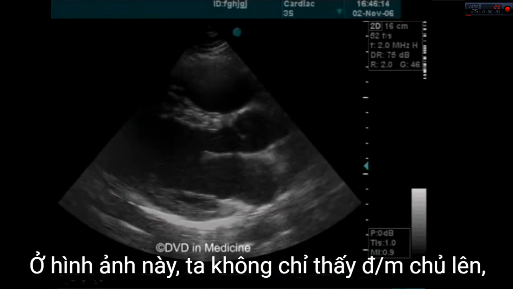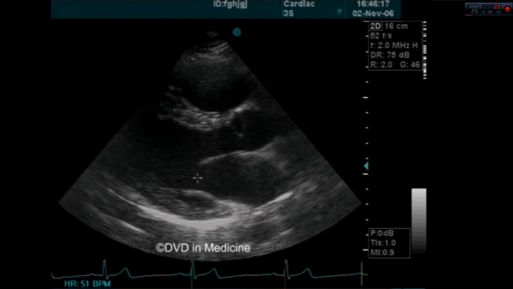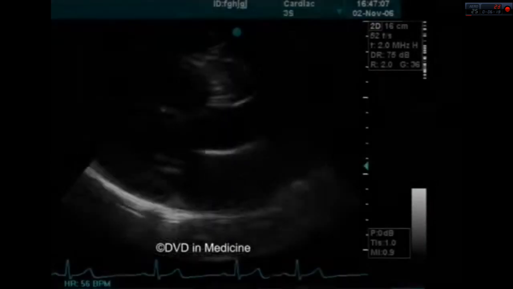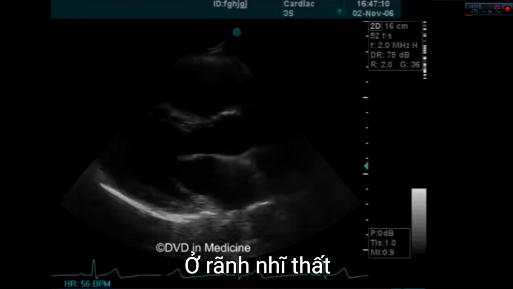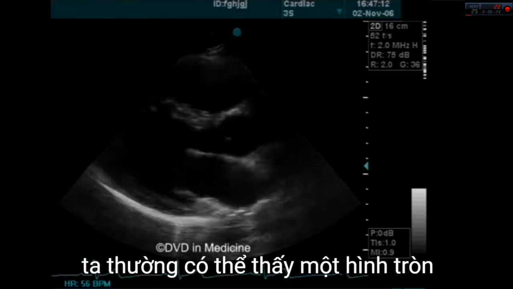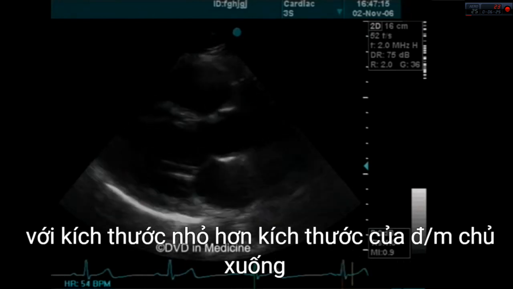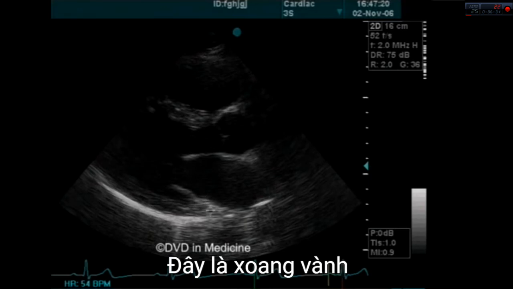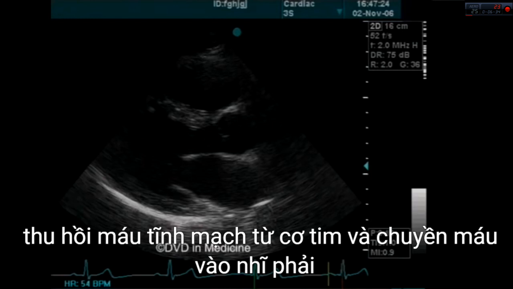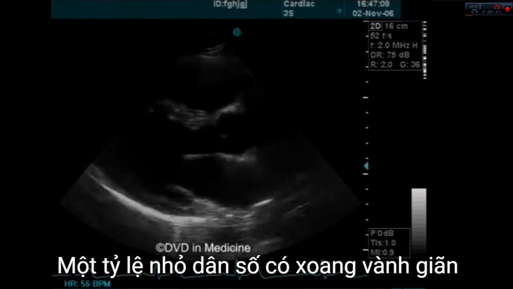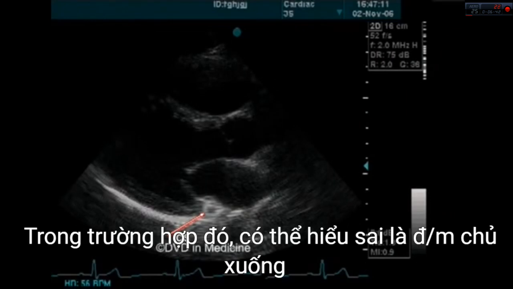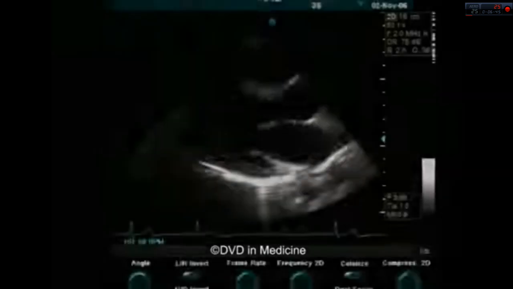In this image, one can see not only the ascending aorta, but also the descending aorta behind the left atrium in cross-section. In the atrioventricular groove, one can often see the round formation with the smaller diameter than the diameter of the descending aorta. This is the coronary sinus, which collects venous blood from the myocardium and transfers it into the right atrium. A small percentage of people can have dilated coronary sinus. In such cases, it could be erroneously interpreted as a descending aorta.